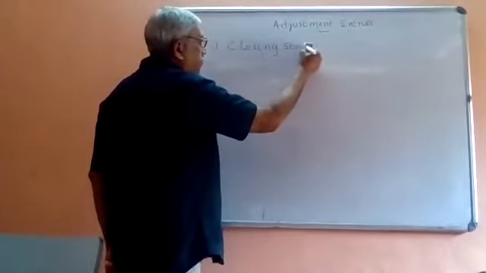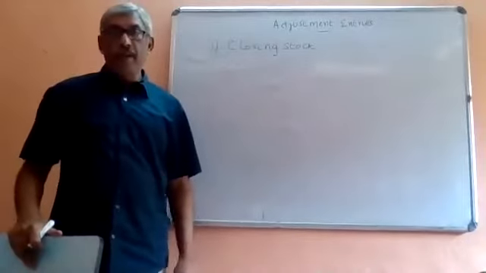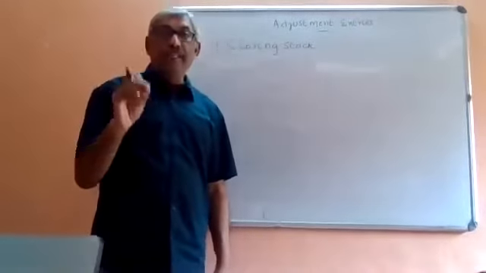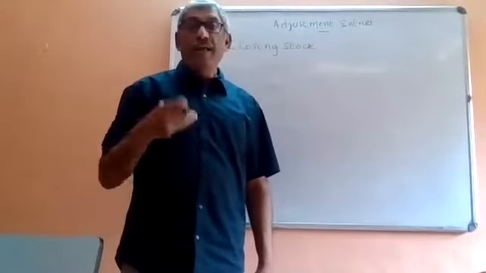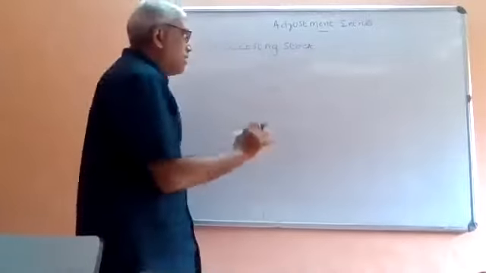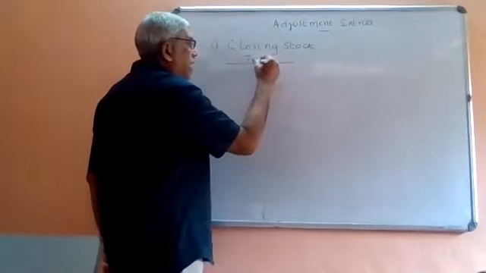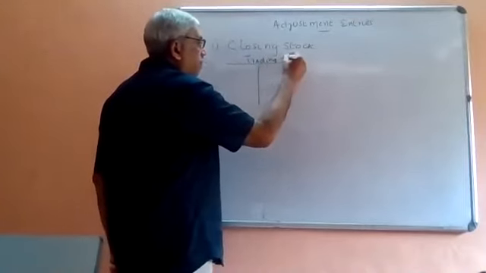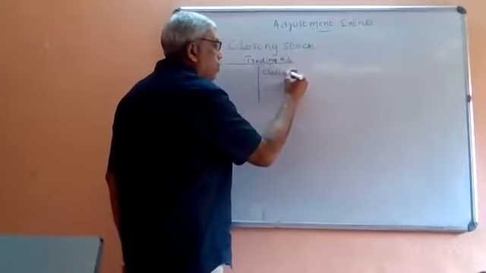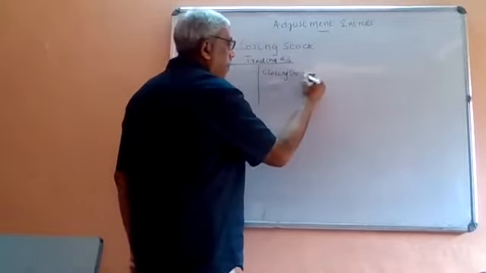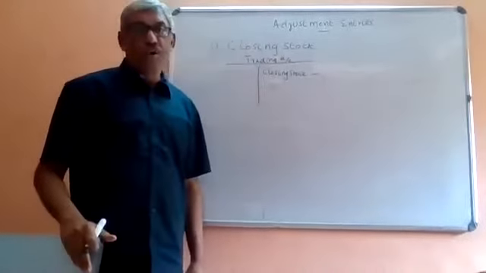Closing stock. So the first is closing stock. Now, if you get closing stock as an adjustment entry, see which are the 2 places where you will write closing stock. So the first place is in the trading account. On the credit side of the trading account, I will write closing stock.